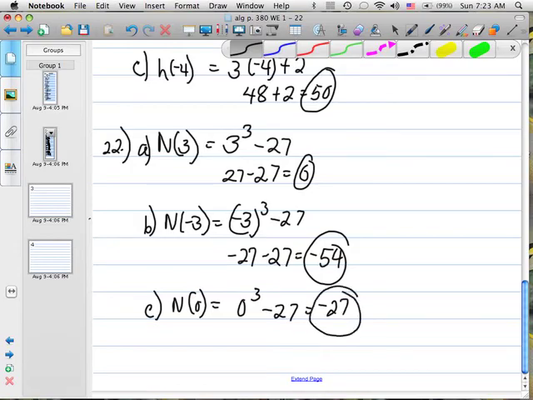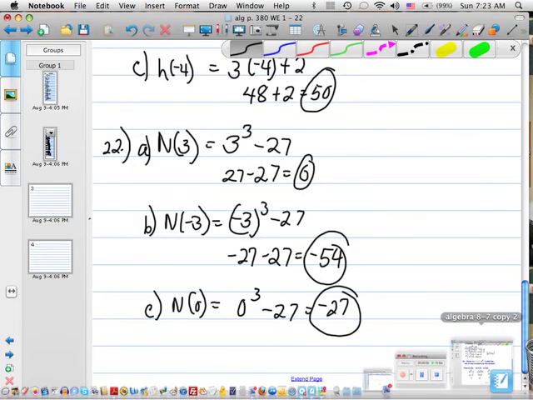Okay, that concludes the evens. Be sure and check the back of the book for the answers to the odds.